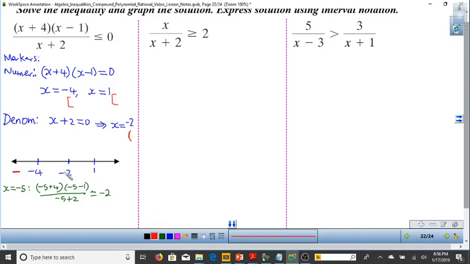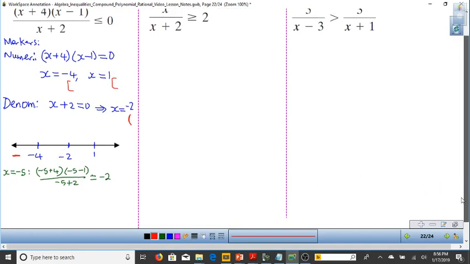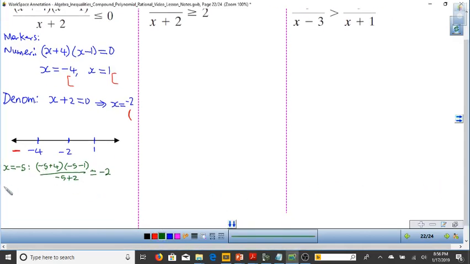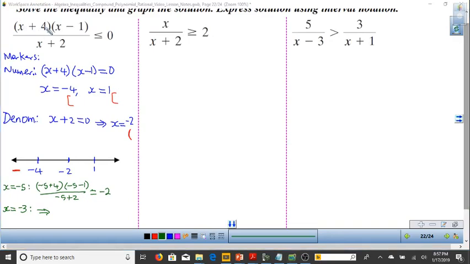And then in between negative 4 and negative 2, I can try negative 3. It seems I won't have the space here, so I'm just going to check it out. Negative 3 plus 4 is positive 1. Negative 3 minus 1 is negative 4. Negative 3 plus 2 is negative 1. So we have a positive, a negative on top, and a negative at the bottom. We are going to get a positive answer. And so that region is going to have a positive.